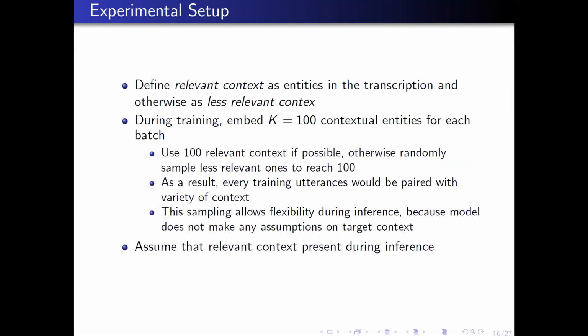We define the relevant context as the entities in transcription, and otherwise as less relevant context. During training, the context encoder receives 100 contextual entities for each batch. We use 100 relevant context entities if possible. Otherwise, we keep adding less relevant context until reaching 100. As a result, each utterance is paired with a variety of context.